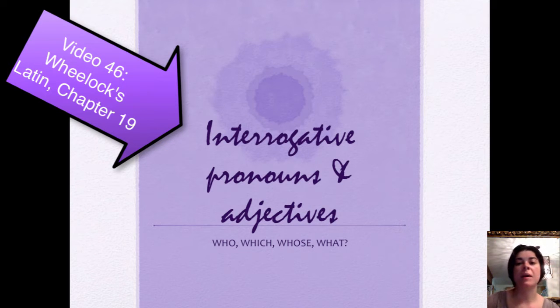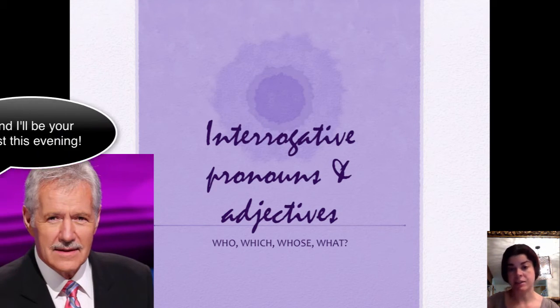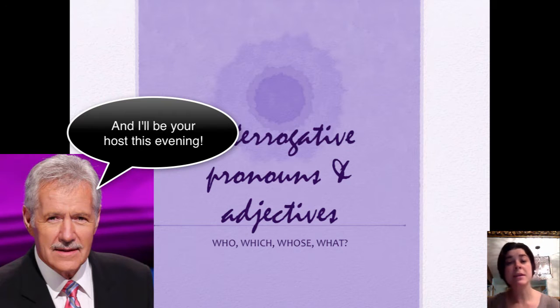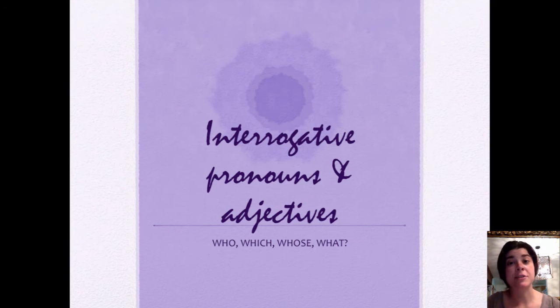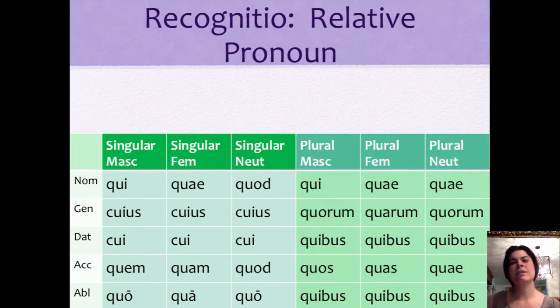Today we're going to be talking about the interrogative pronoun and adjective, which is how we say who, which, whose, or what, or who, whom. So essentially, how to ask questions. First, let's review the relative pronoun, because the relative pronoun's declension is going to be really important for understanding the interrogative pronoun, because they're very similar, like almost twins.